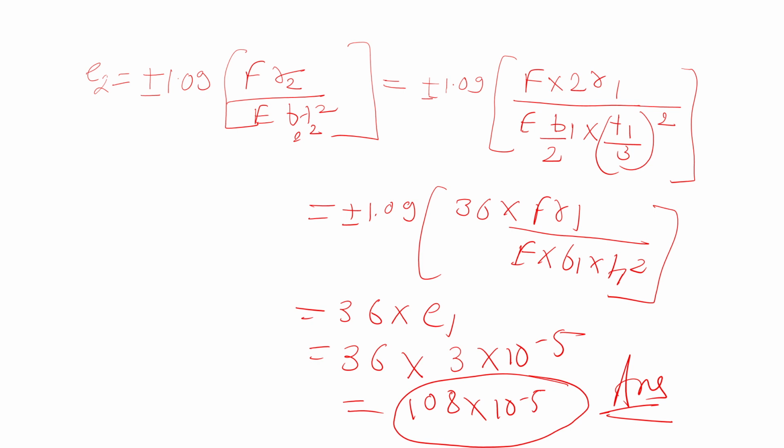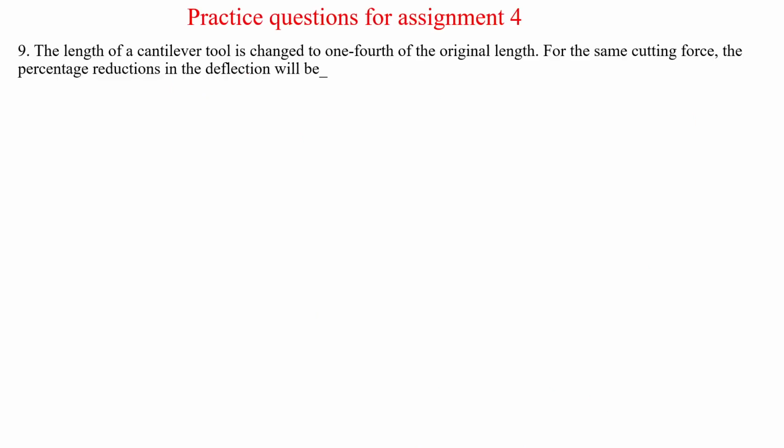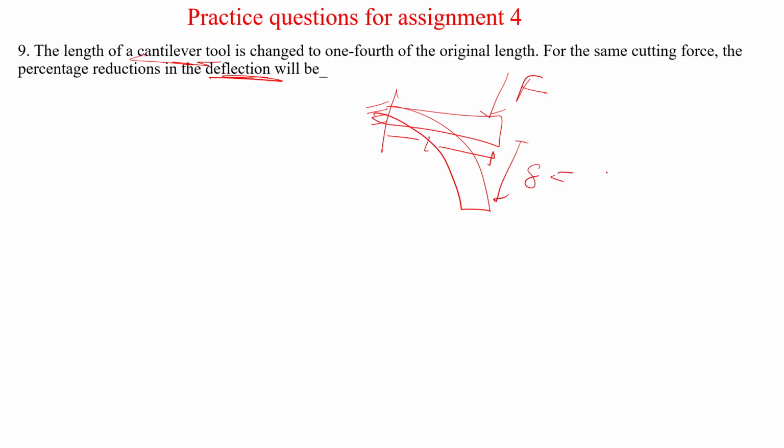Okay, I'm moving to next question. Now the length of a cantilever tool is changed to 1/4 of the original length for the same cutting force. The percentage reduction in the deflection. It's all about deflection. This is the cantilever, right? I have taught if some force is applied and some length is there, it will deflect. So how much it will deflect? Delta, which is equal to FL cube by 3EI.